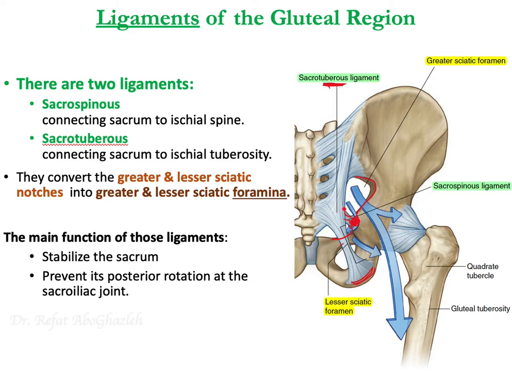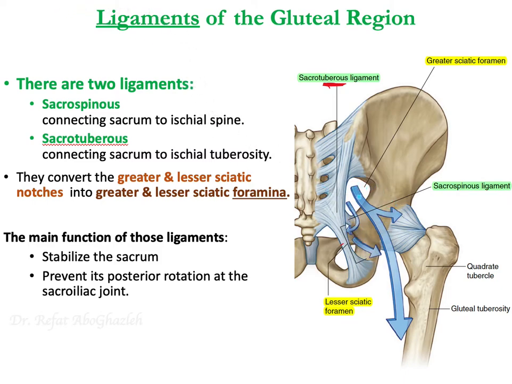This one should be like here. It's small and triangular in shape, behind this, medially. So these crossed ligaments converted the notches into foramina. And look at the direction of these arrows; they give an idea about what's going on.